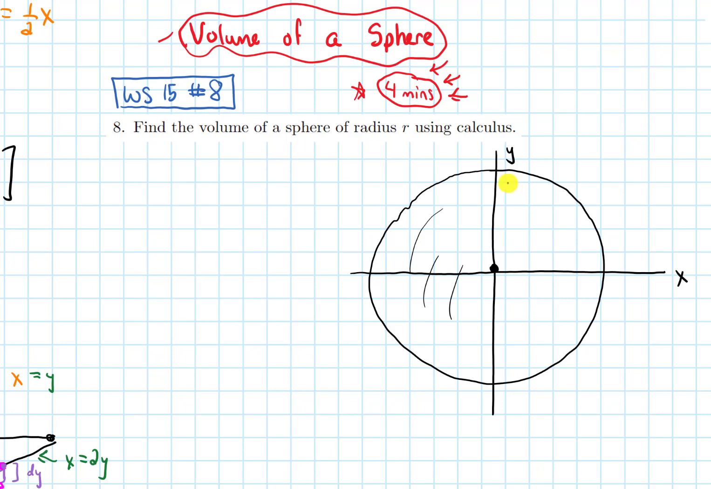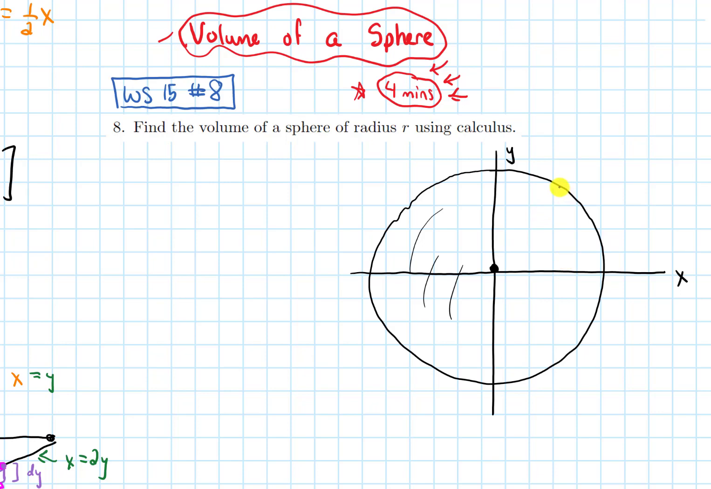All right, so hopefully you paused it and tried it for about 4 minutes. Let's talk about it. The next thing I need to do is form some cross sections. I can slice this horizontally, perpendicular to the y-axis, or vertically, perpendicular to the x-axis. For this question it doesn't matter because the slices look the same either way. So I'll slice it perpendicular to the x-axis, or parallel to the y-axis.